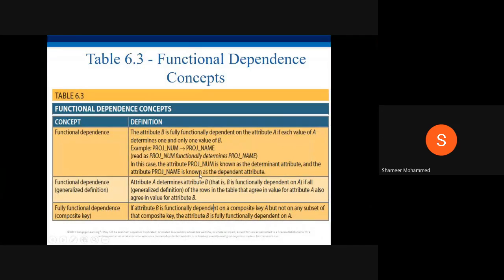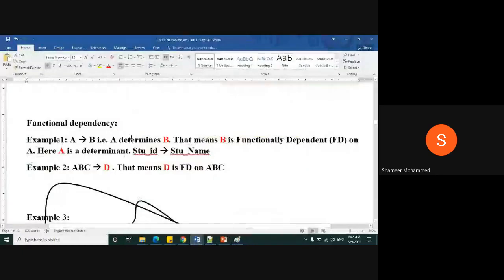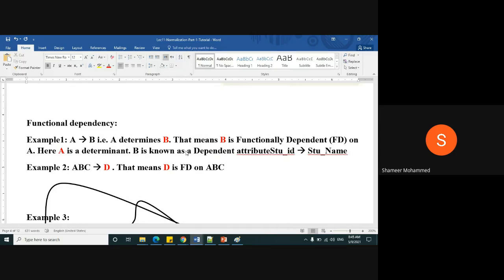And the project name is known as the dependent attribute. So this one is your dependent attribute. So B is known as dependent. I think you are depending on A. B is depending on A. So A is the determinant.